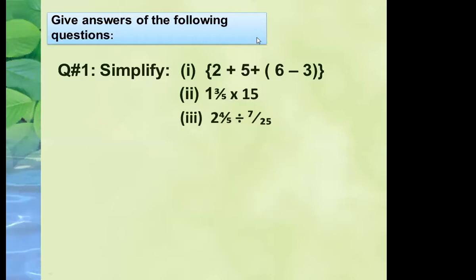Okay. Is that clear? Now move on to the next one. Now solve this one. 2 whole 4 upon 5 divided by 7 upon 25.